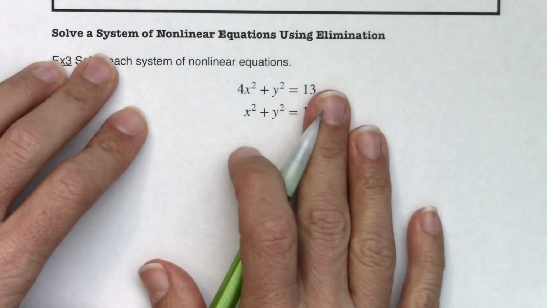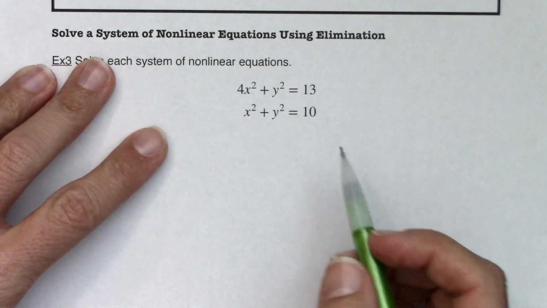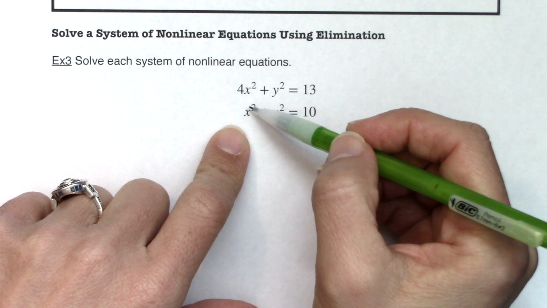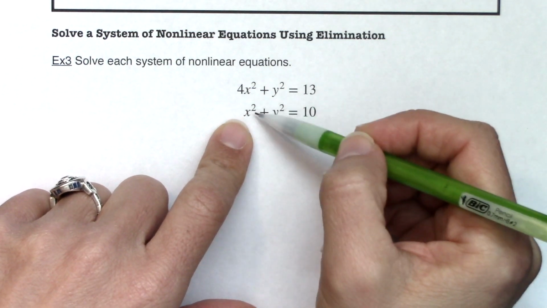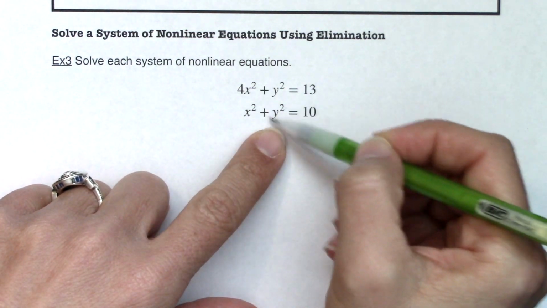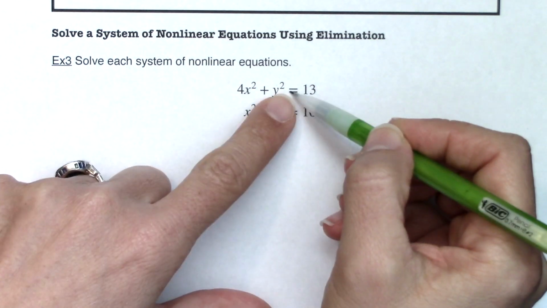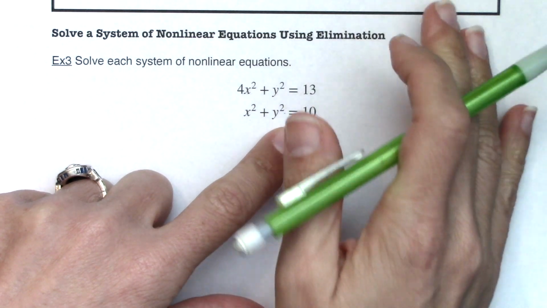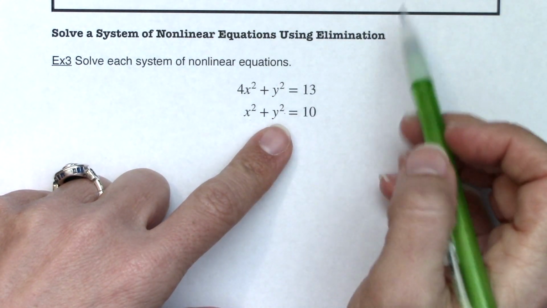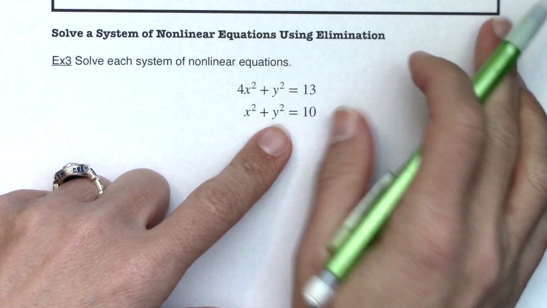Now, if you want to use substitution, you're more than welcome to. You could solve this equation for x squared and sub it in here. You could solve this equation for y squared and sub it in here. You could solve this one for x squared, sub it in here. This one for y squared, sub it in here. So you could absolutely solve this by substitution. I want you to hear that.